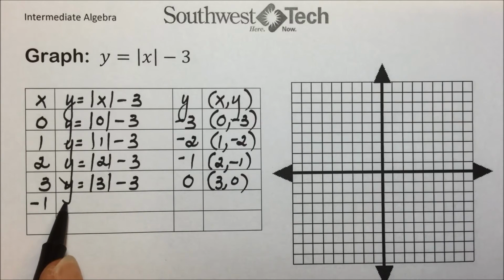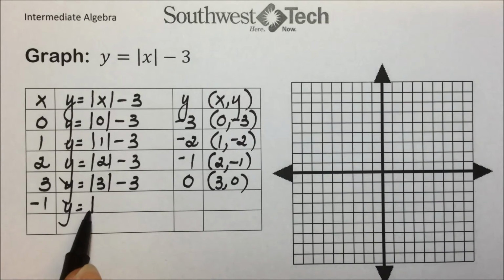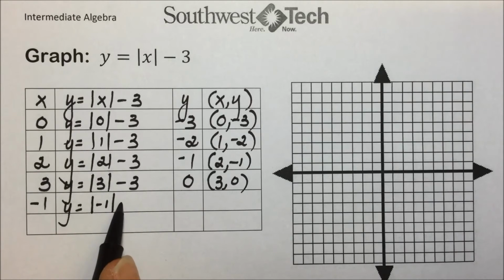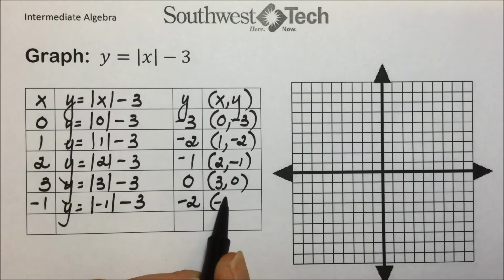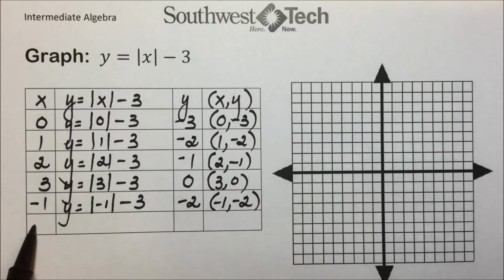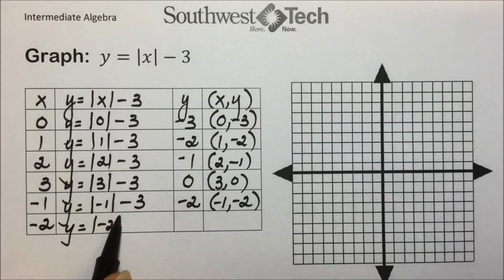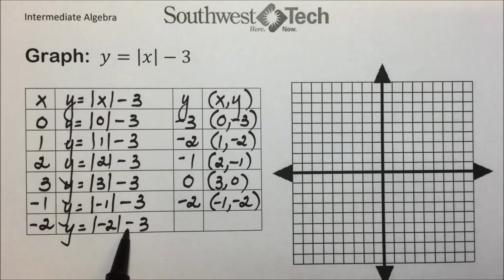Let's try some negative x values. The absolute value of -1 is 1. Minus 3 is -2. And for -2, we have room for one more point here. The absolute value of -2 is 2. 2 minus 3 is -1.